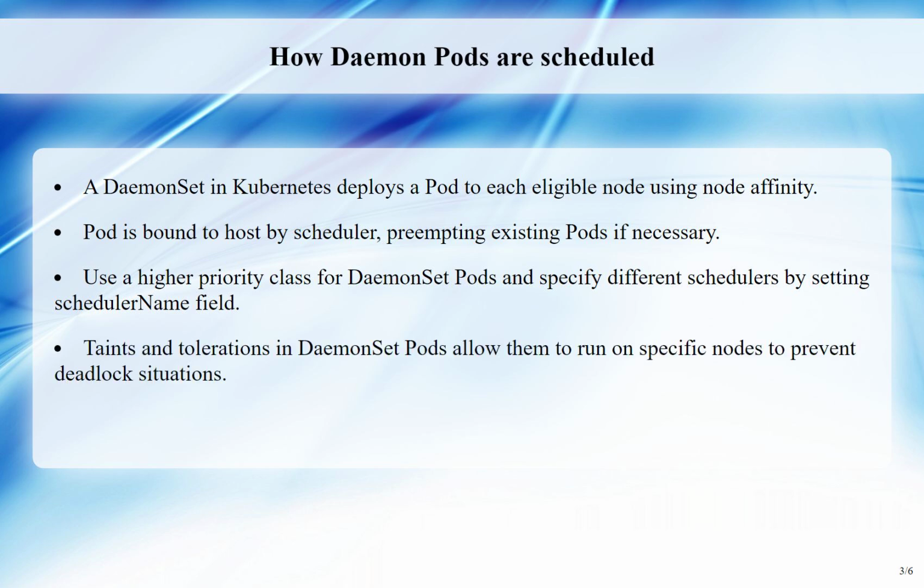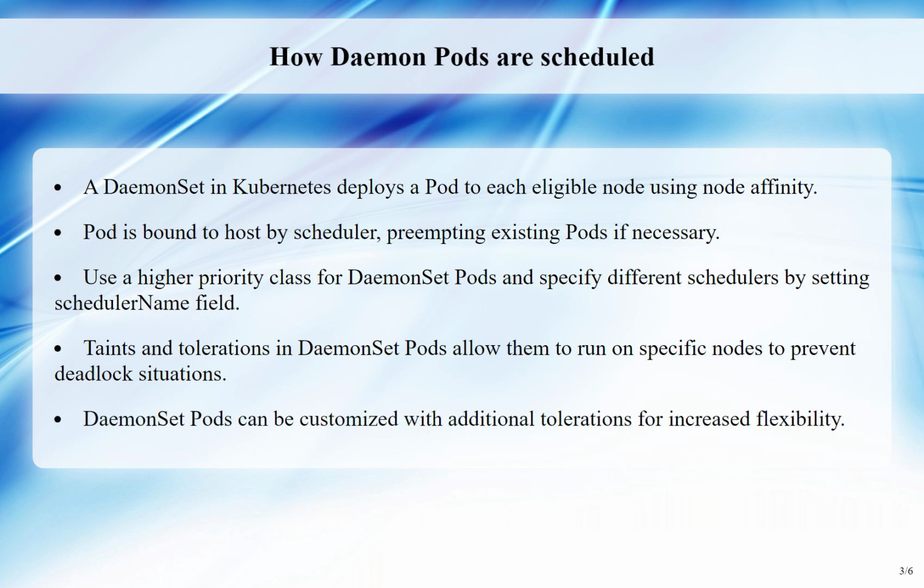Taints and tolerations are automatically added to DaemonSet pods to allow them to run on unschedulable nodes. It is important to ensure that DaemonSet pods are placed on nodes before they are ready, especially for critical functions like cluster networking, to avoid deadlock situations. Additional tolerations can be added to DaemonSet pods as needed, enhancing flexibility and customization.